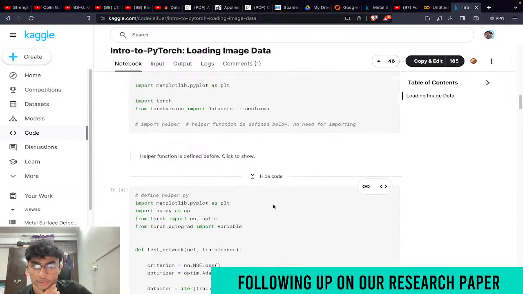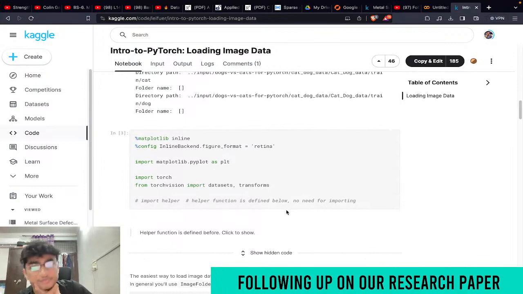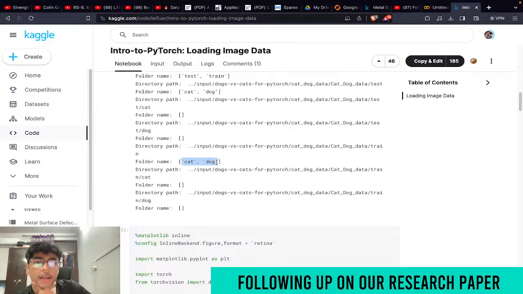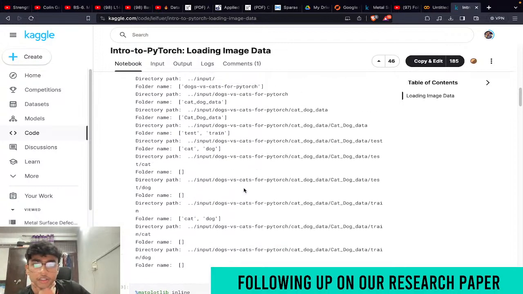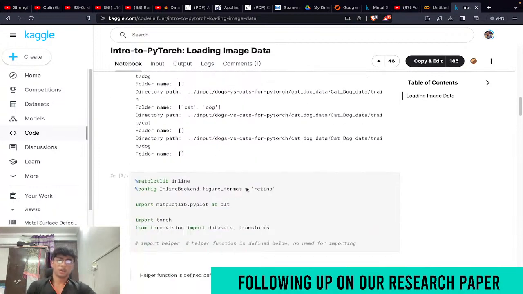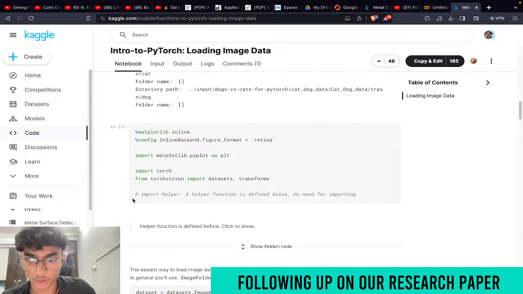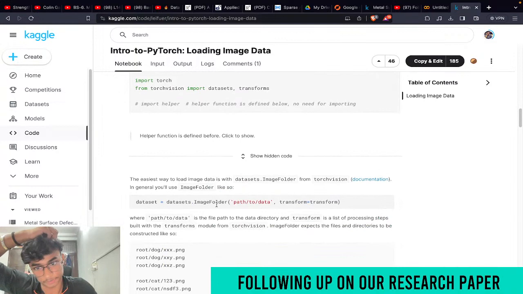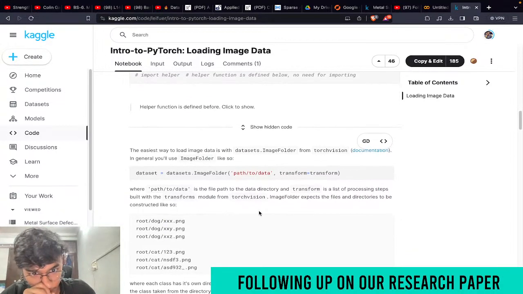Will I have to read slow? Okay, cat.data, folder name cat and dog. Those are the two folders, right? Now I imported Torch. In Torch using the datasets, I imported ImageFolder. ImageFolder expects the files and directory to be structured like so. Root dog. Okay, that has been done.